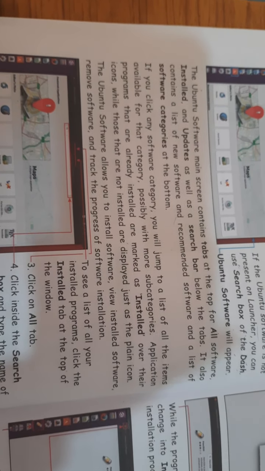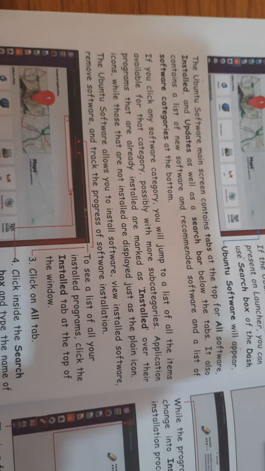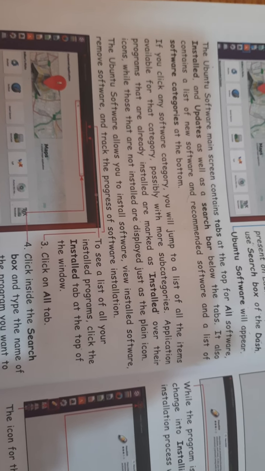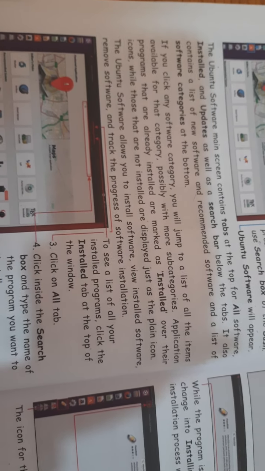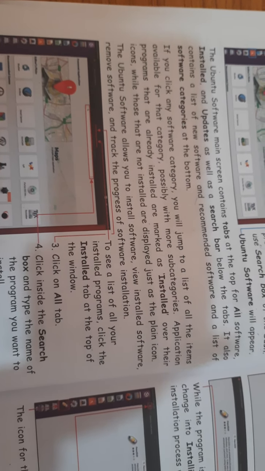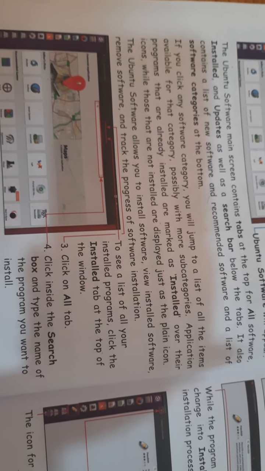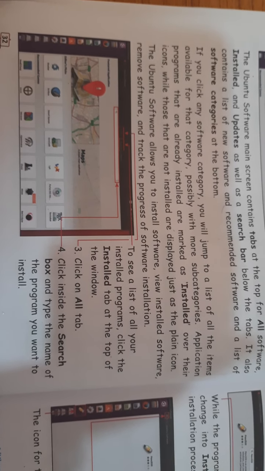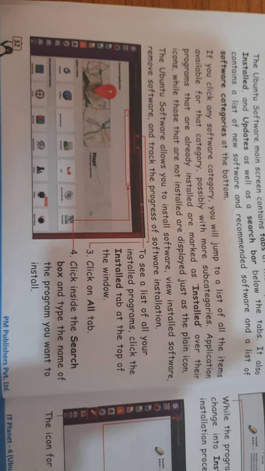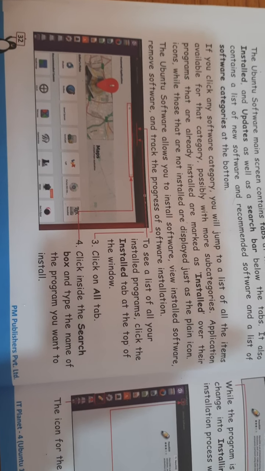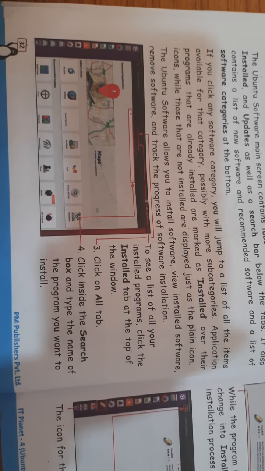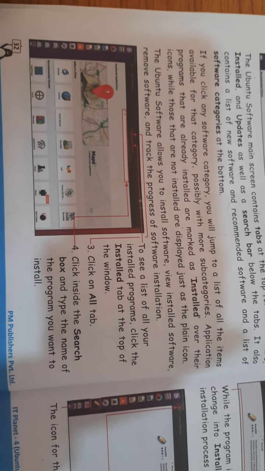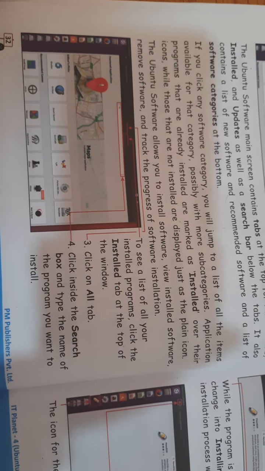Now it also contains a list of new software and recommended software, and a list of software categories at the bottom. At the bottom of the screen you have the list of all the software categories. Categories means category wise, which category software you want. Now if you click any software category, you will jump to a list of all the items available for that category, possibly with more subcategories.